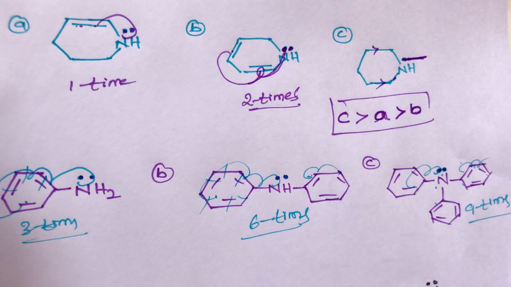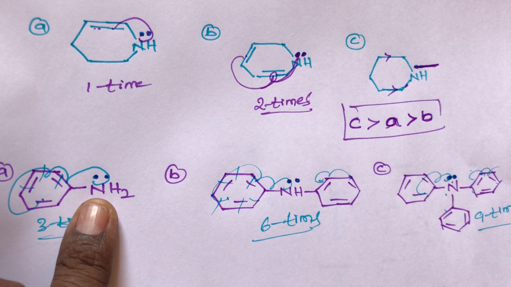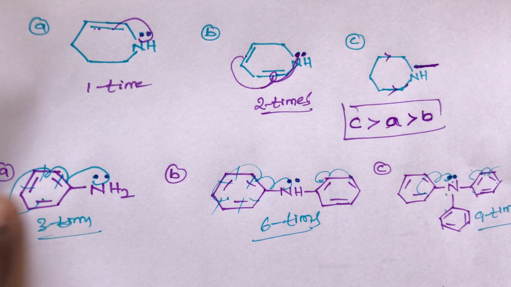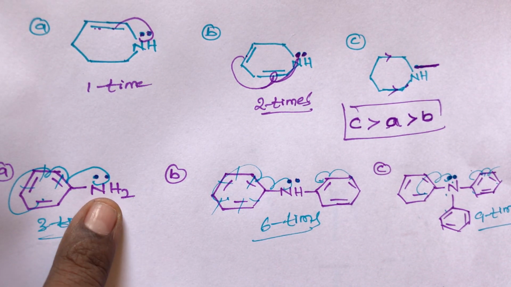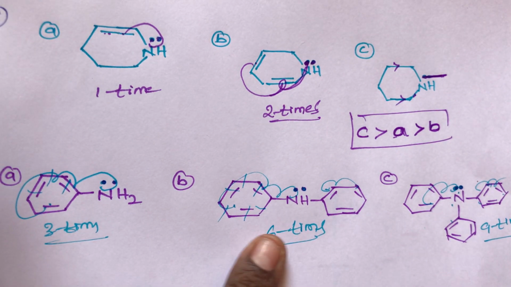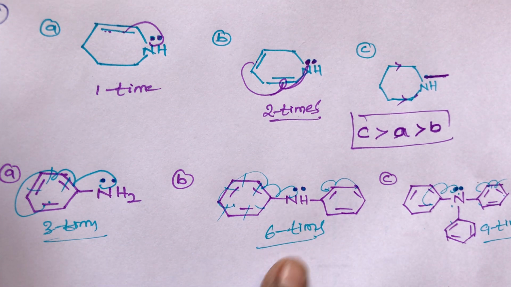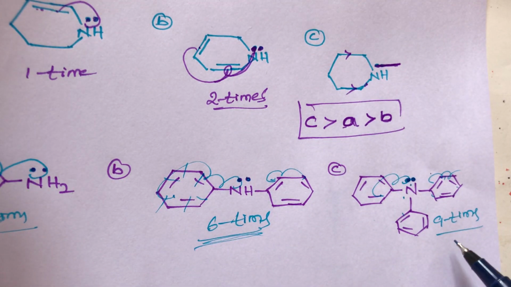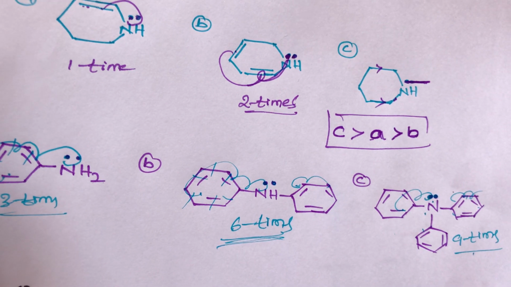You remember, student, here only two electrons are there. These 2 electrons are involved in the resonance 3 times. In B compound it also has 2 electrons. These 2 electrons participate how many times? 6 times: 3 times on the left hand side, 3 times on the right hand side. But here 9 times participating in the resonance. So the more times it participates in the resonance, the lower the basic strength.